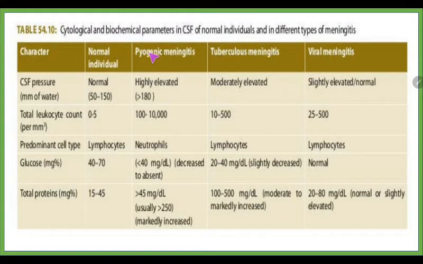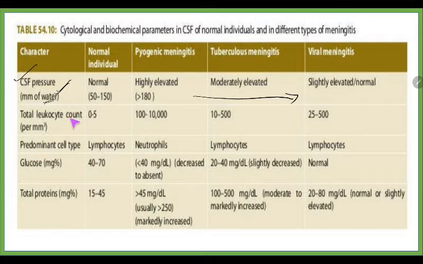Coming to the cytological and biochemical parameters of CSF, very important. Pyogenic meningitis, tuberculous meningitis, viral meningitis. Coming to CSF pressure, as basic physics, the more the volume, the more the pressure. In pyogenic meningitis, there will be more pus cells produced, and therefore it is elevated, more than 180 mm of water. It is always 180 mm of water, not mercury. Coming to tuberculous meningitis, it is moderately elevated, whereas in viral it is still normal.